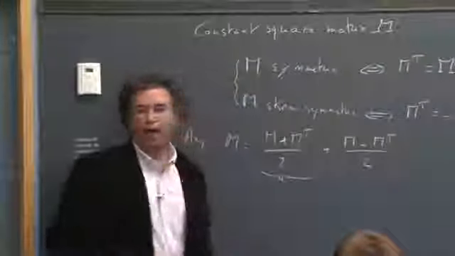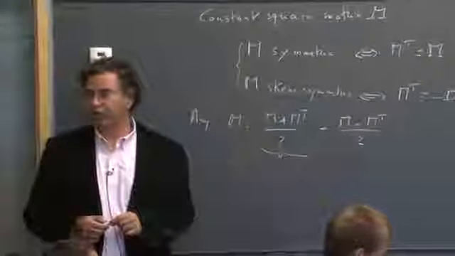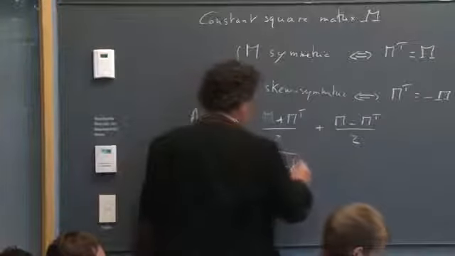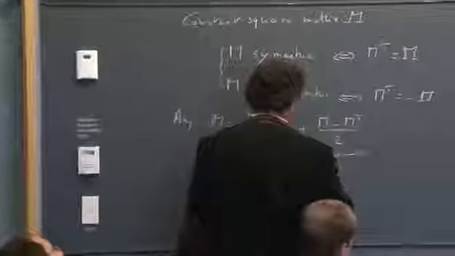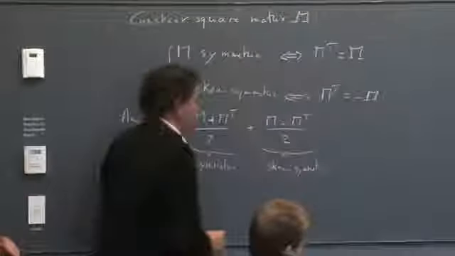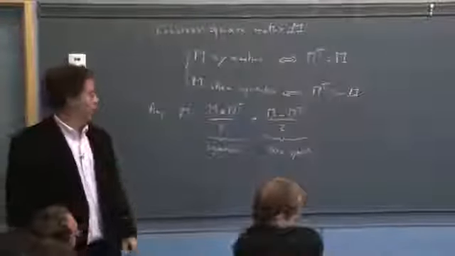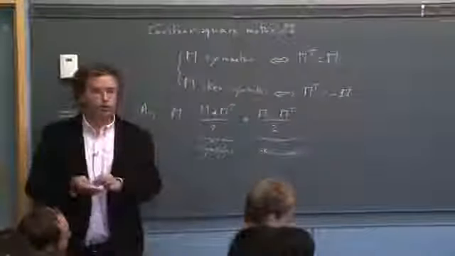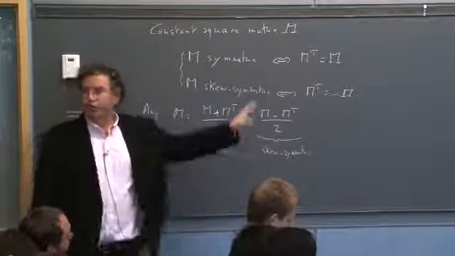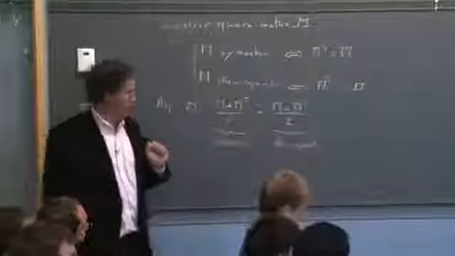Now, why am I writing it this way? What can be said about this first matrix, M plus M transpose over 2? It's symmetric. And of course, this matrix is skew symmetric: if you take its transpose, you get minus the matrix. So any square matrix can be decomposed, actually uniquely, into the sum of a symmetric matrix, M plus M transpose over 2, and a skew symmetric matrix, M minus M transpose over 2. All right?